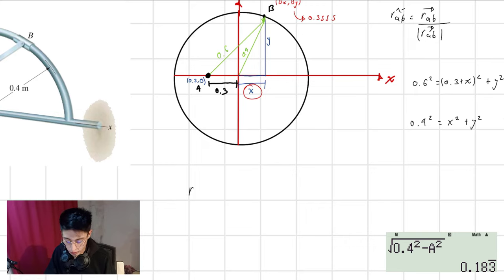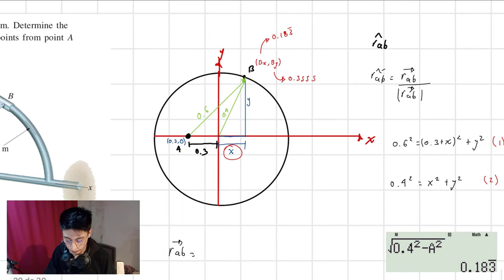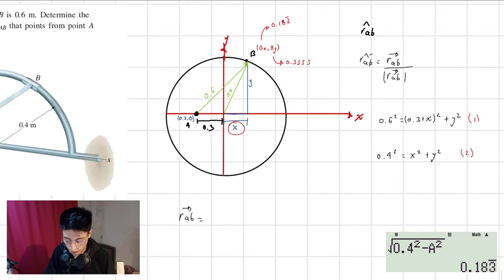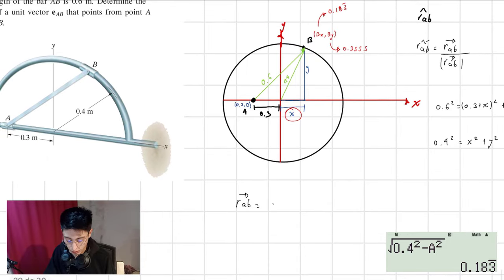All right, now determine the vector RAB. This is going to be equal to 0.183, because it is the final point, minus the initial, minus 0.3.